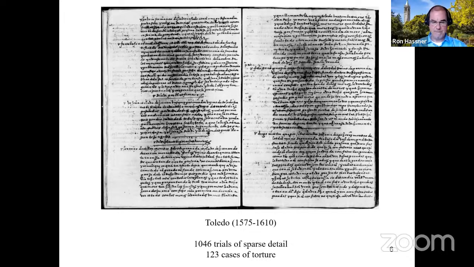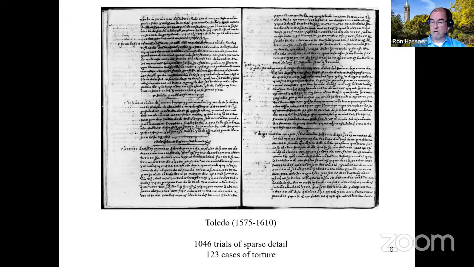And as you see here, each of these paragraphs on screen is one trial. These are summaries of trials. So the detail here is really very sparse. Not enough, in fact, in order to establish family relations and genealogies. This is really just information on the accusation, whether torture happened, whether confession resulted, and what the punishments were. But it's a very, very large data set of 1,046 trials.